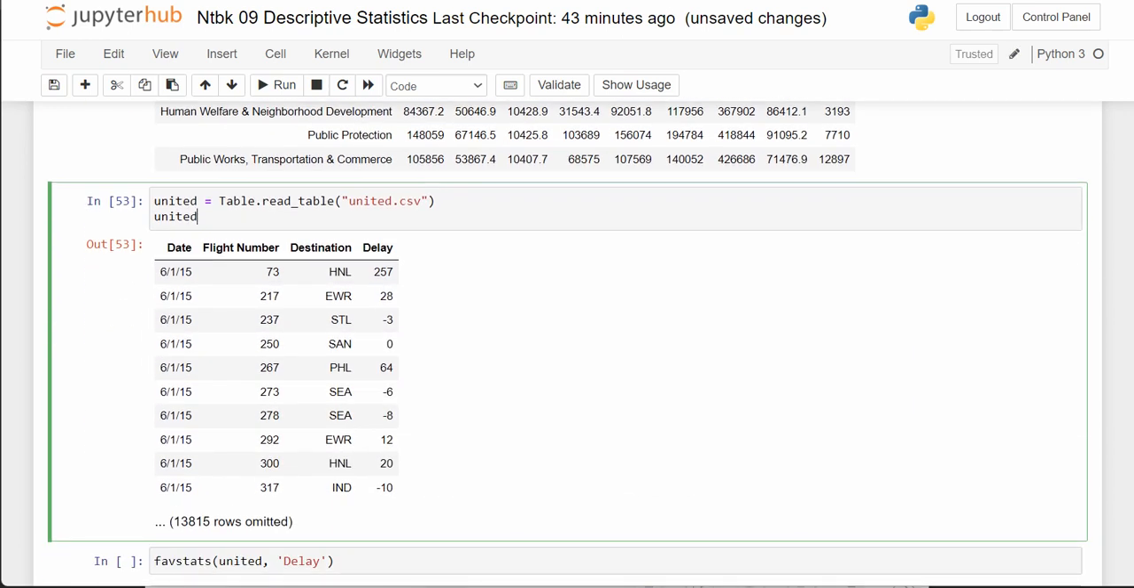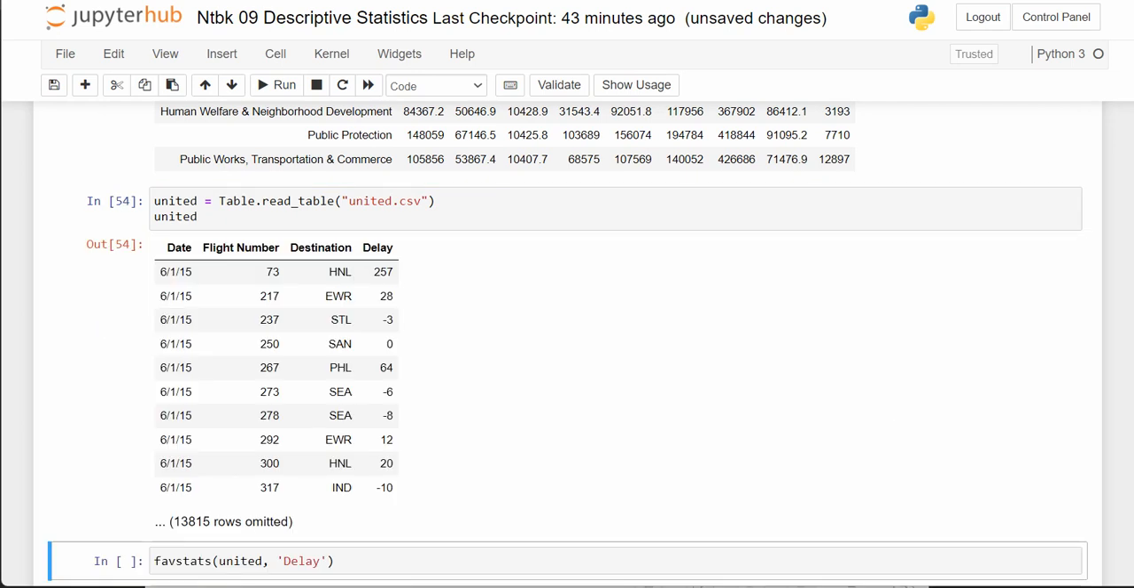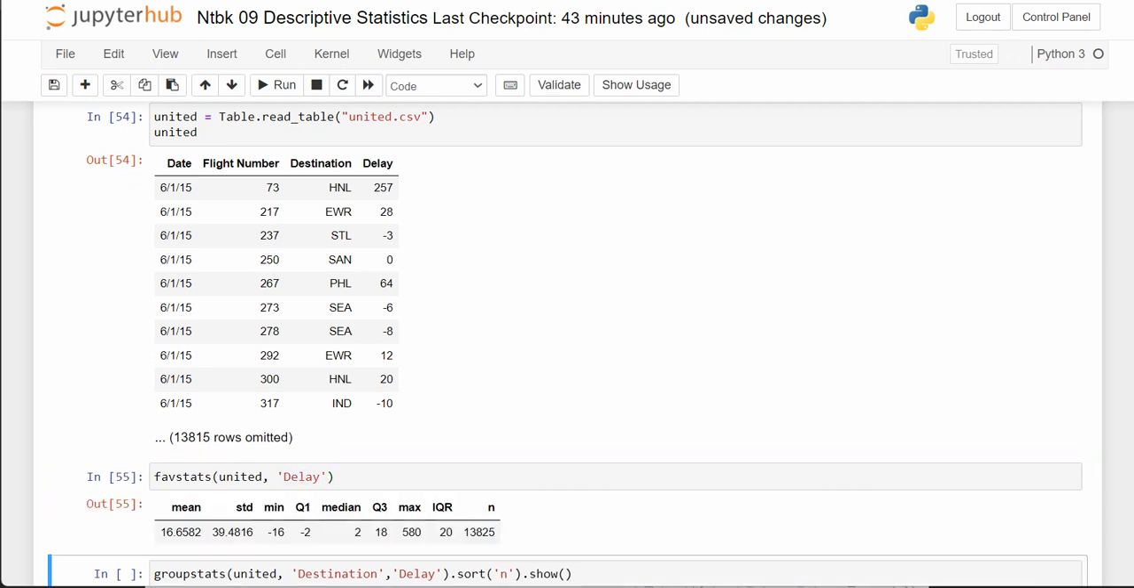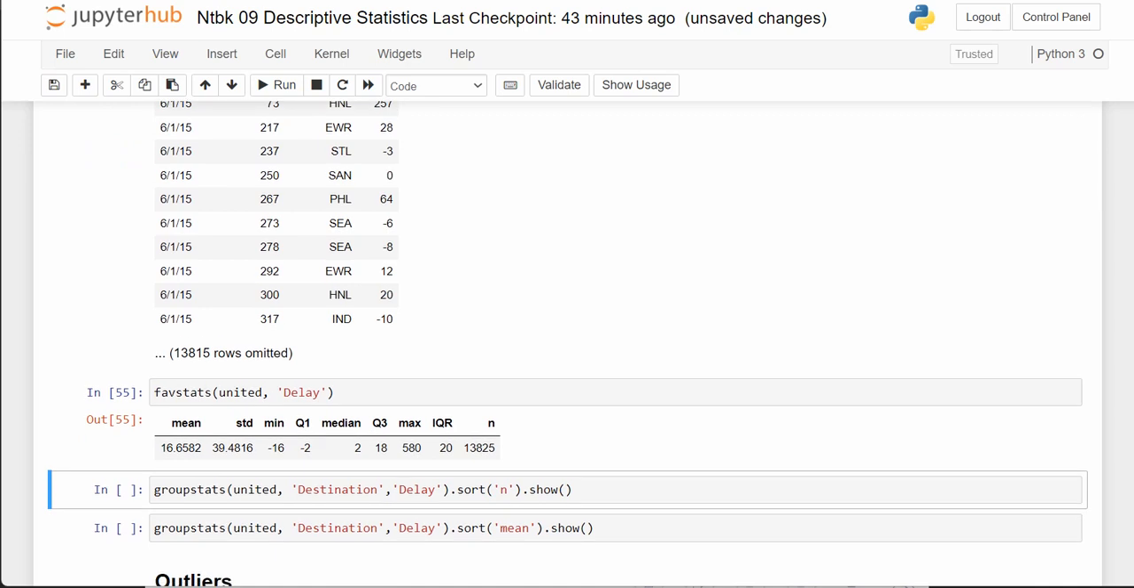Okay, this is what I said, the United flights, okay? And then we're doing, hey, what about the delays? What does the distribution of the delays look like? And notice that the median is 2. So in the middle of all of these flights is about a 2-minute delay. And notice that a negative delay means these flights were 16 minutes early. Yes, and these were 2 minutes early. These were 18 minutes late. Notice this, 580 minutes. Goodness, that's almost 10 hours.